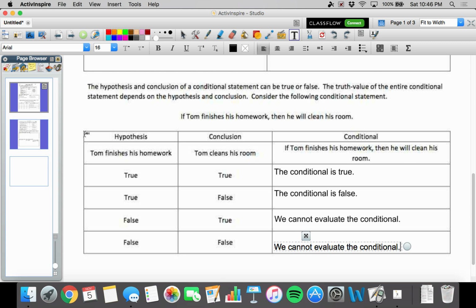So we can only say this statement is true or false if Tom finishes his homework. If Tom doesn't finish his homework, then we don't know if he would have cleaned his room, right? So we can't say the whole statement is true or false.